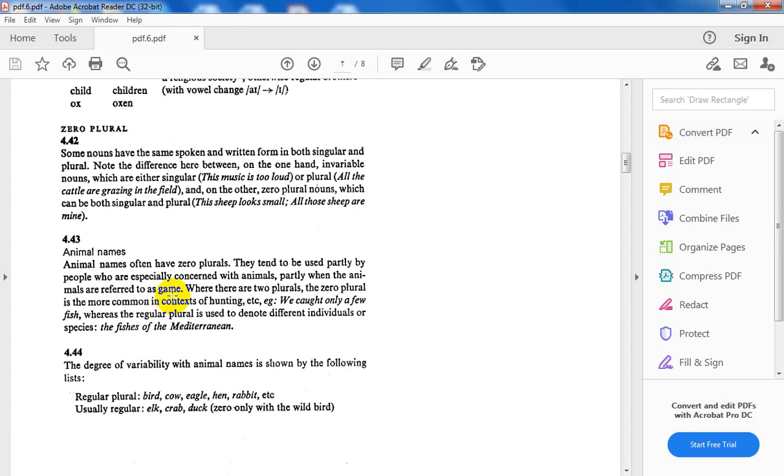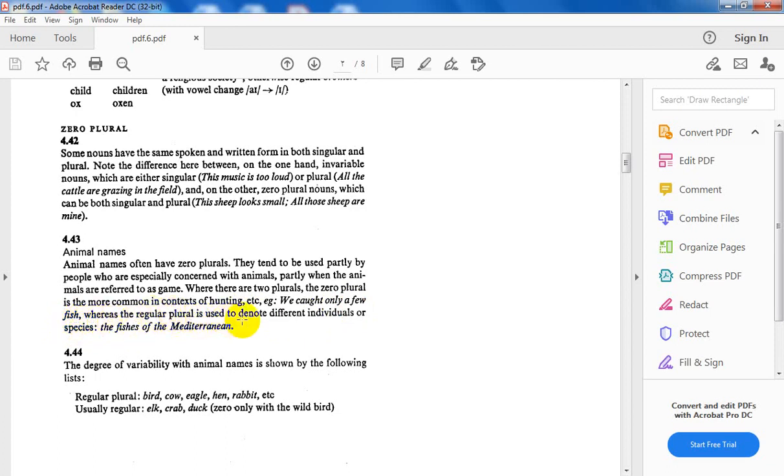So there are some people who are especially concerned with animals, considering the animals are referred to as game. There are two plurals. The zero plural is the more common in the context of hunting. We caught only a few fish. Why is fish a zero plural here? Because the context here is hunting, catching.